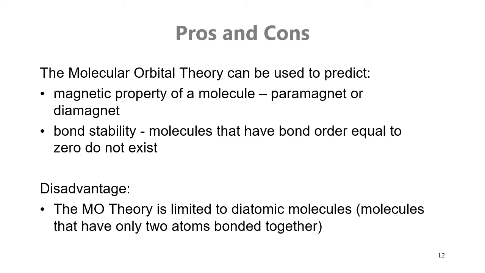These are the pros and cons of MOT. The pros are that MOT can be used to predict the magnetic property of a molecule, whether it is paramagnetic or diamagnetic, and MOT can be used to determine the bond order and the bond stability. Molecules that have bond order equal to 0 don't exist. But it has some drawbacks or disadvantages. MOT is limited to diatomic molecules, for example Li2, B2, O2, N2, molecules that have only two atoms bonded together.